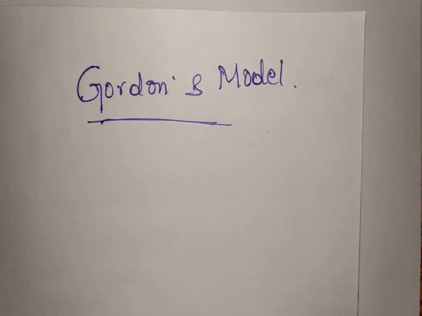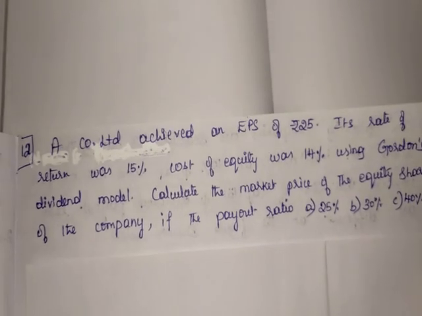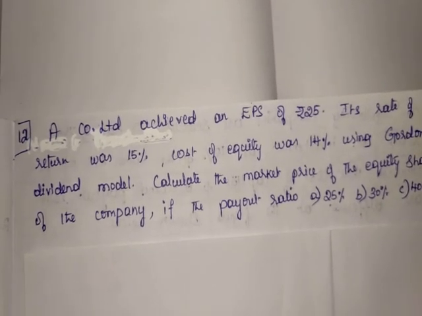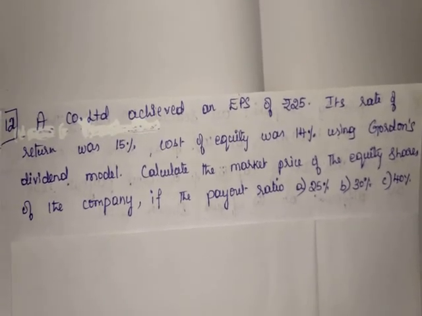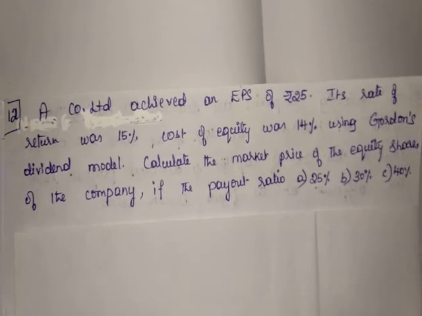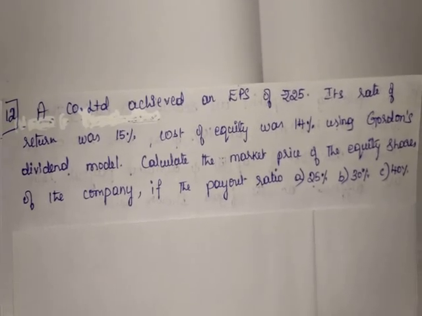Model. We'll see the next problem. A company limited achieved an EPS of rupees 25. Its rate of return was 15%. Cost of equity was 14%. Rate of return means it is R. Cost of equity means K, 14%.